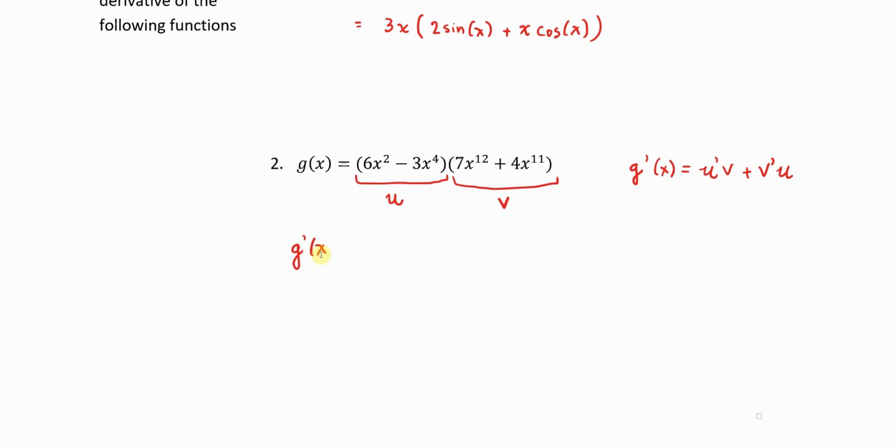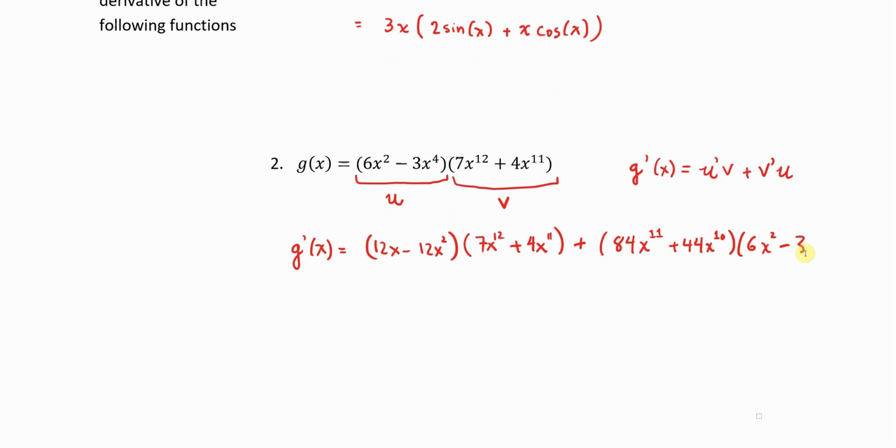So the derivative of the function that we're working with here is the derivative of the first part. So that's 12x minus 12x squared times the second part, 7x to the 12th plus 4x to the 11th. So plus the derivative of the second part, which is 84x to the 11th plus 44x to the 10th, multiplied by the first part, 6x squared minus 3x to the 4th.